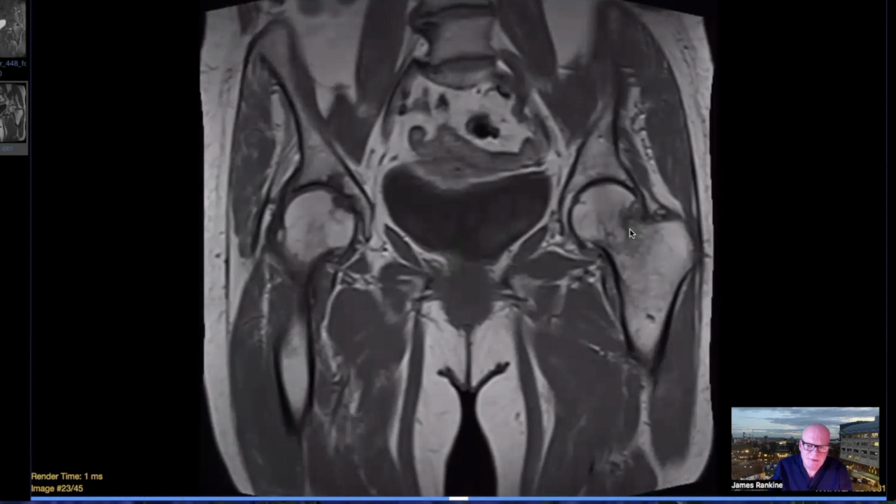So there we go. That's a subtle undisplaced subcapital fractured neck of femur. Nothing to see on the X-ray. Subtle findings on the CT. Water sequence helped, but really needed an MR to clinch that diagnosis.